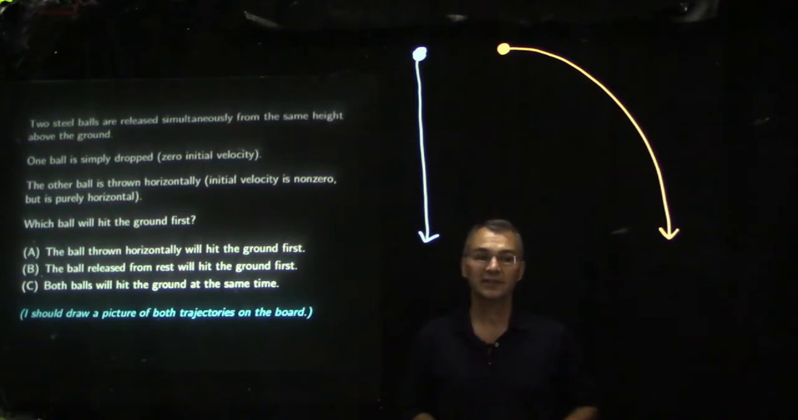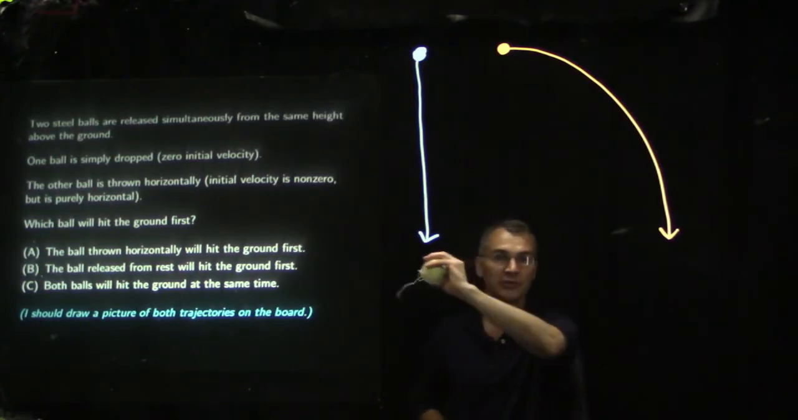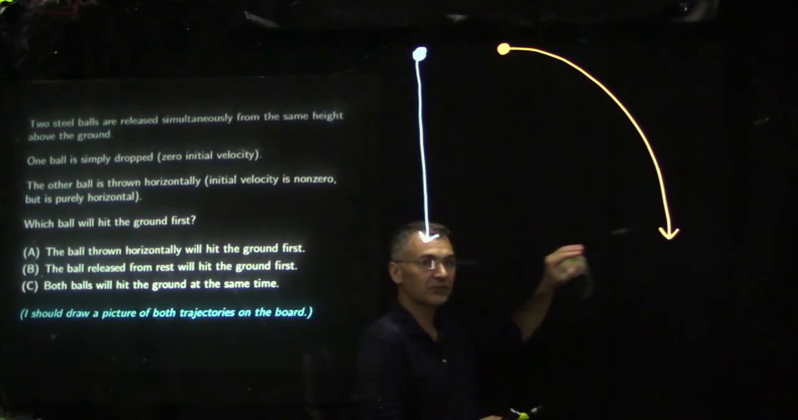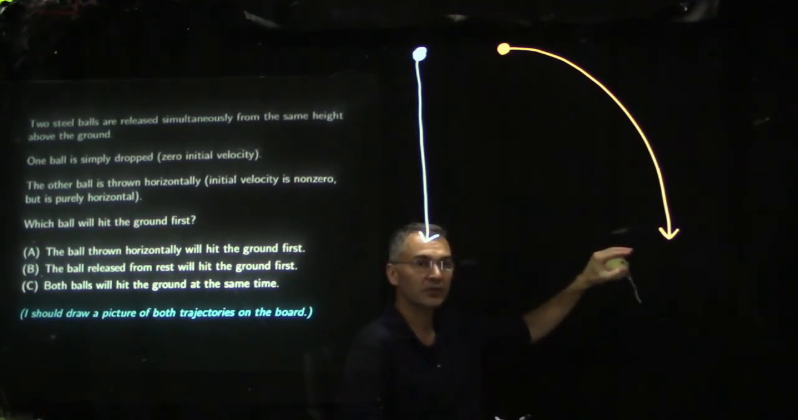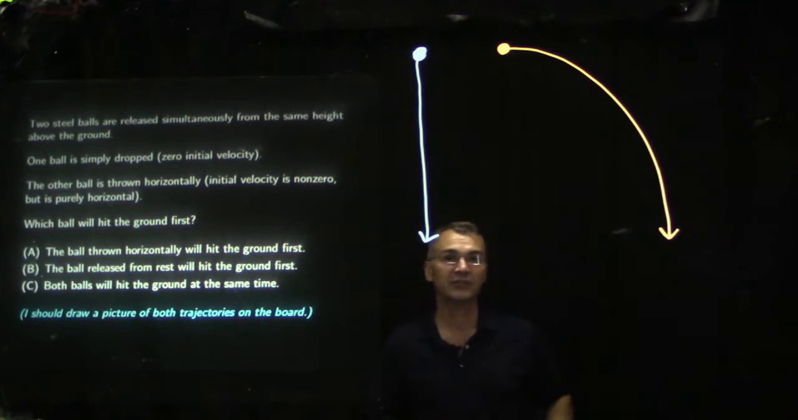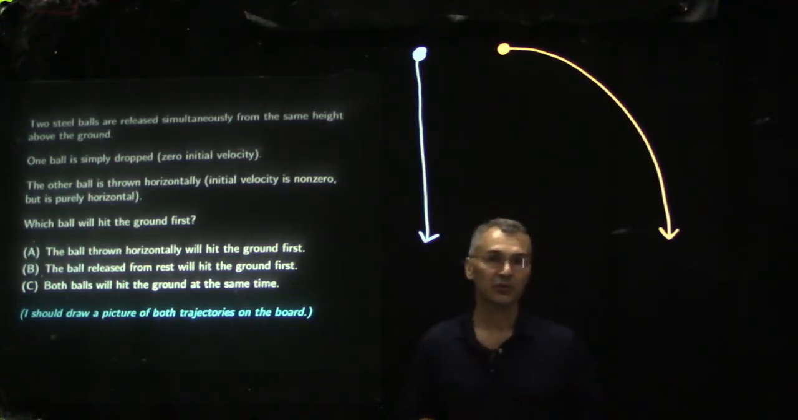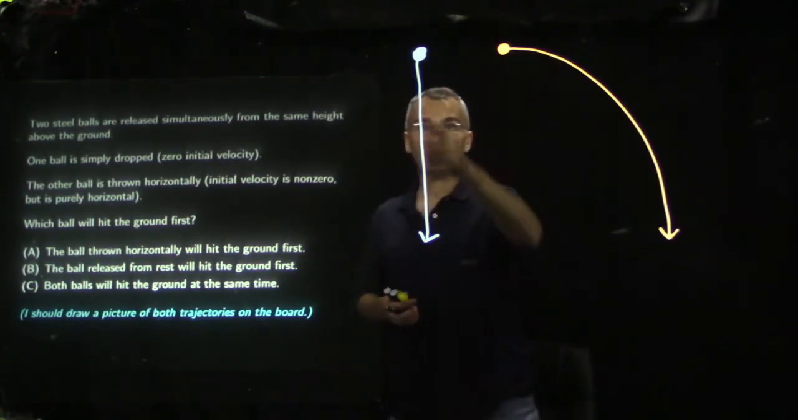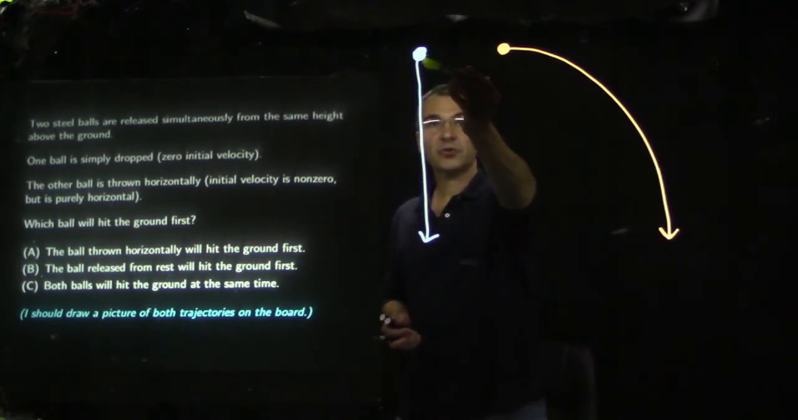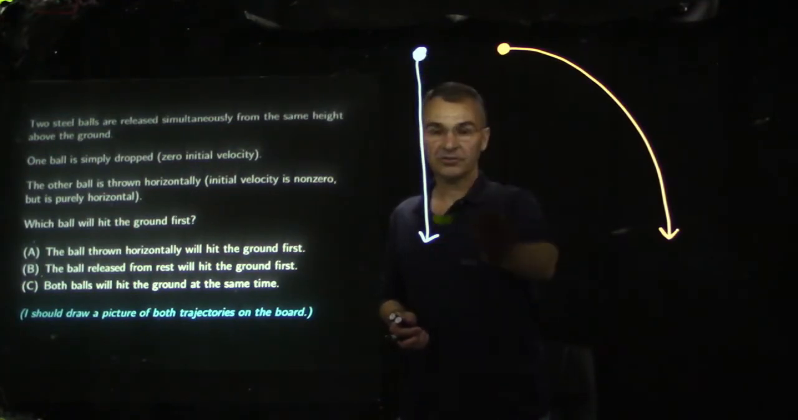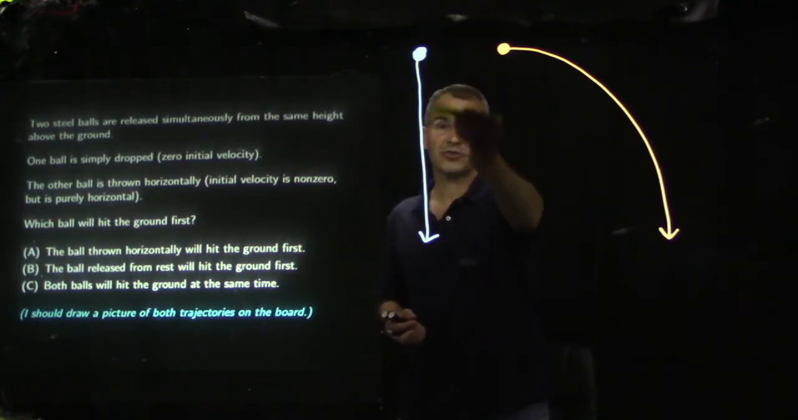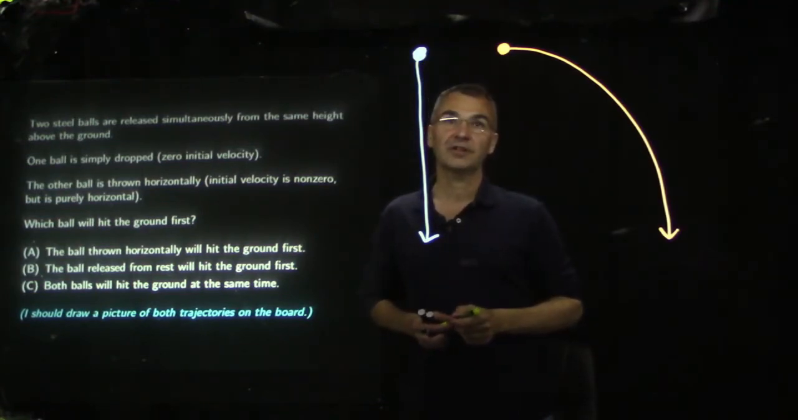And the other ball is thrown horizontally. So it's thrown in such a way that it has an initial component of velocity in the horizontal direction, in the x direction, but it does not have any initial component of velocity in the y direction. That component would be 0. And the question is, which ball will hit the ground first? And so if you think about this, in the absence of air resistance, this ball has just a single force acting on it from the instant after it's released until the instant before it hits the ground, and that force is the gravitational attraction by Earth.